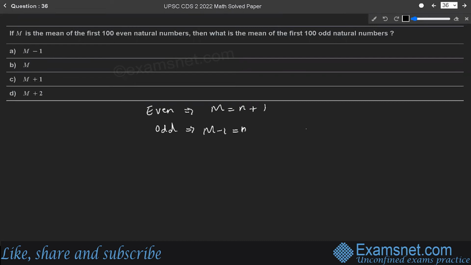The value of the mean will be equal to m minus 1 because the mean is n when there are odd natural numbers. So the correct option here is m minus 1. M minus 1 is the mean for the first 100 odd natural numbers. So option A is correct. This type of question only requires the concept. It is a purely concept based question.